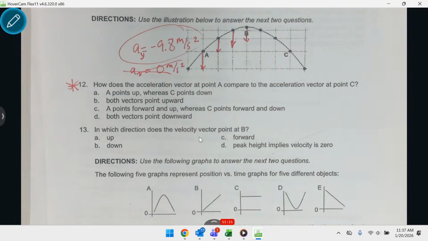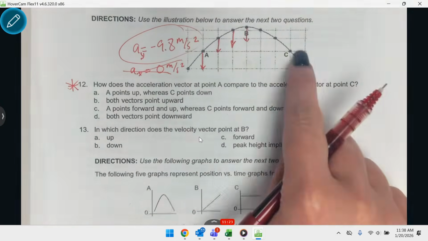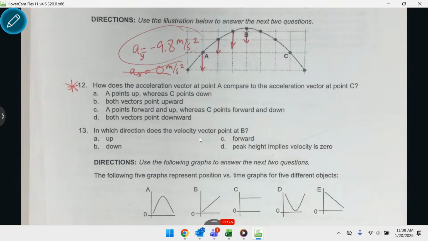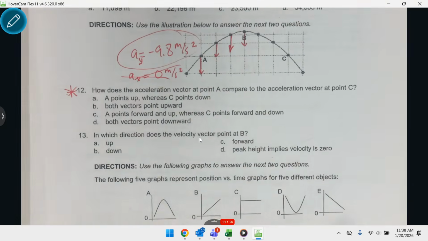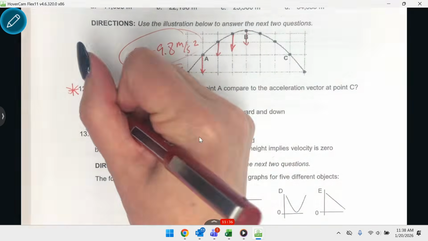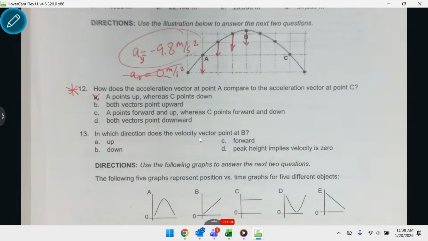And so how do the acceleration vectors compare? The velocities have different directions at A and C, but the acceleration is identical. So if we look at the choices, we have A points up whereas B points down. That is not going to be true. Both vectors point upward. That is not going to be true.